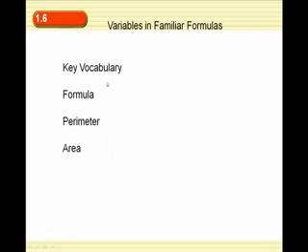All right, then we have perimeter. Perimeter is the distance around a figure. And we're going to be talking about rectangles and squares.